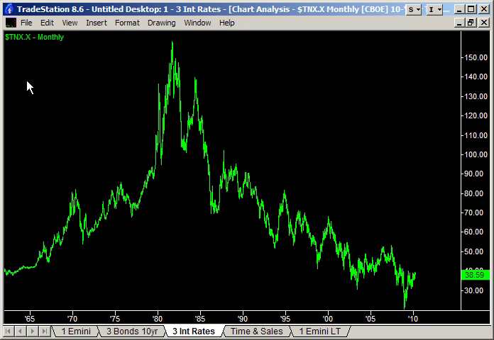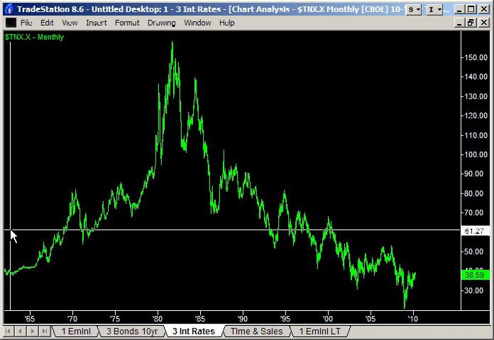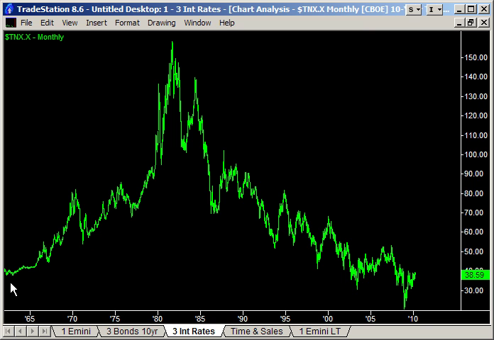And the first chart I brought up is a very long-term chart of the 10-year bond interest rate. This is on TradeStation. The symbol is $TNX.X, and this is a monthly chart. And you can see these are interest rates for the 10-year bond contract going back to, I think, 1962. Here we go.